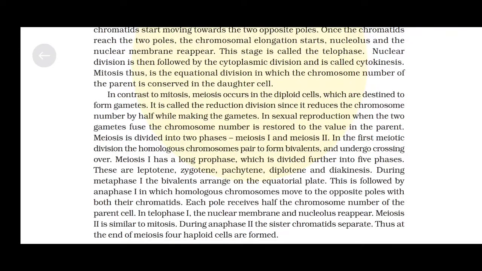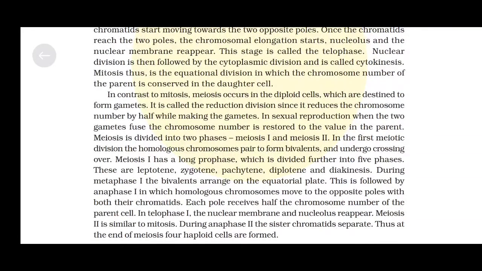Meiosis 1 has a long prophase which is divided further into 5 phases. These are leptotene, zygotene, pachytene, diplotene and diakinesis. During metaphase 1, the bivalents arrange on the equatorial plate. This is followed by anaphase 1, in which homologous chromosomes move to the opposite poles with both their chromatids. Each pole receives half the chromosome number of the parent cell. In telophase 1, the nuclear membrane and nucleolus reappear.